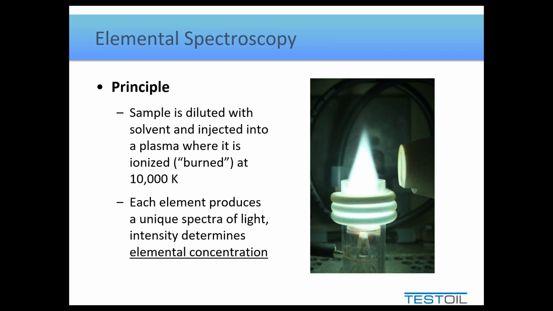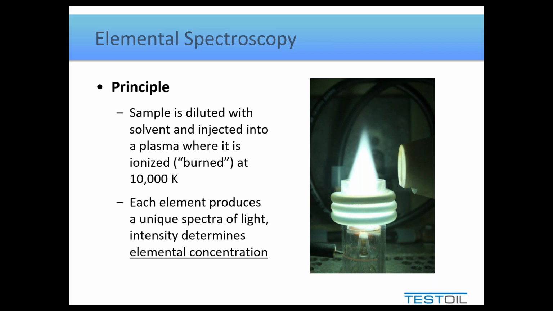The test is fairly straightforward in the steps. So briefly, to review, we take a sample, we dilute it with a solvent, and we introduce it into a plasma. That's what you see pictured there. The sample comes in from the bottom of the plasma and is sprayed into the plasma as an aerosol. So basically, we're misting your sample diluted down with a solvent.